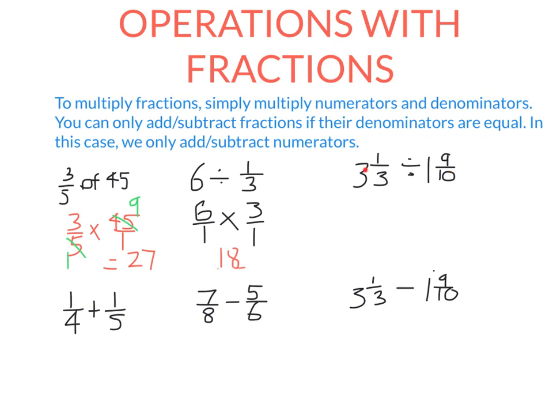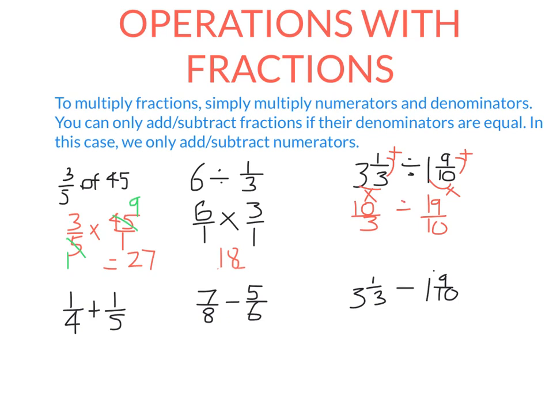What I need to do first is make this and this an improper fraction. Improper fraction means the numerator, the top number, is larger than the bottom number. So I go 3 times 3 plus 1. That gives me 10. 3 1/3 is the same as 10 over 3. I do the same here. 1 times 10 is 10, plus 9 is 19. So this is 19 over 10.